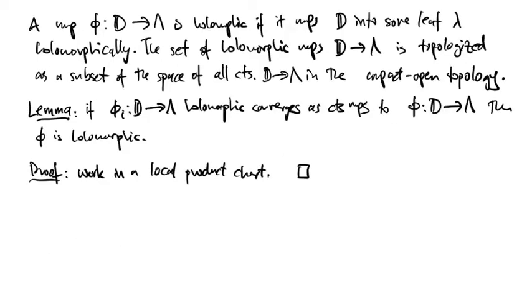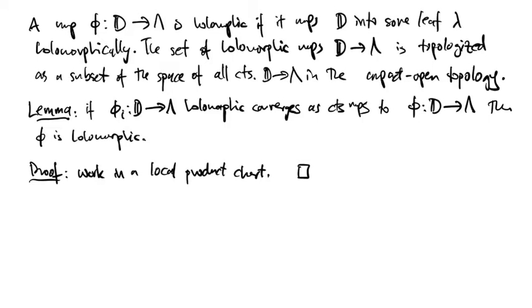Say that a map phi from the unit disk D to lambda is holomorphic if it maps D into some leaf of lambda holomorphically. The set of holomorphic maps is topologized as follows. We can think of it as a subset of the space of all continuous maps from the unit disk to lambda, which has the compact open topology. Then we give the set of holomorphic maps from D to lambda the subspace topology.